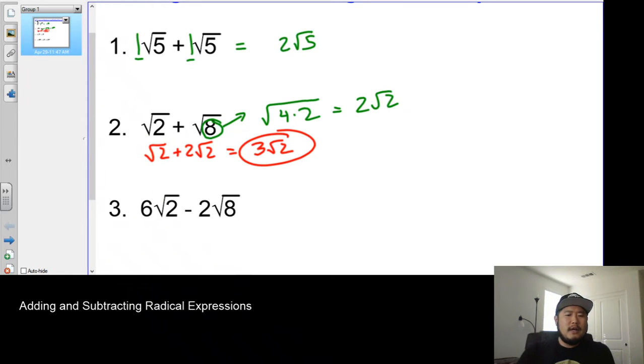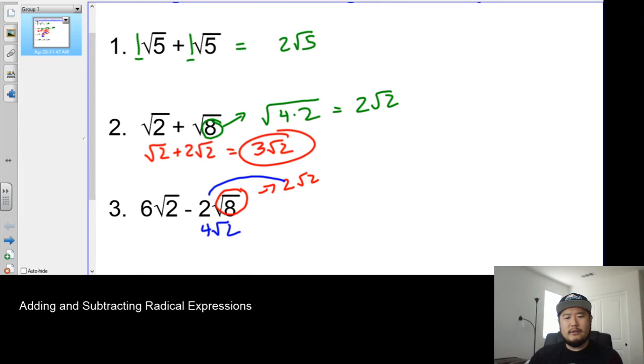Okay, so let's try number 3. We'll do the same thing. The first term has a radicand of 2, and most likely we're going to have to do the same thing with this. Remember, this part from the last question we know is 2 rad 2. Now with this 2 and the 2 that's already on the outside, hopefully you remember, you're going to have to multiply them together. So 2 times 2 is 4, and so I have 4 rad 2. So we have 6 rad 2 minus 4 rad 2. 6 minus 4 is 2, and so our solution is 2 rad 2.